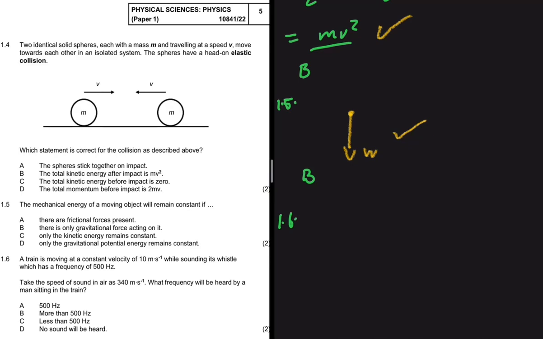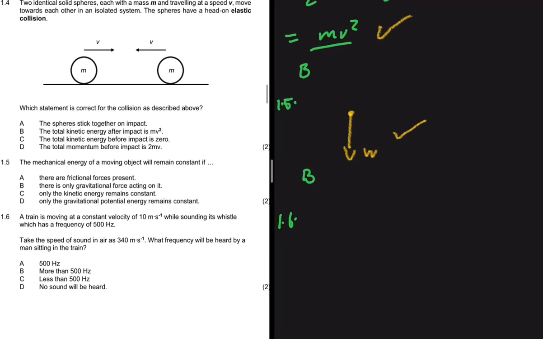1.6. A train is moving at a constant velocity of 10 meters per second while sounding its whistle, which has a frequency of 500 Hz. Take the speed of sound in air as 340 meters per second. What frequency will be heard by a man sitting in the train?